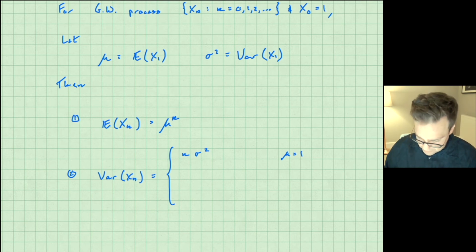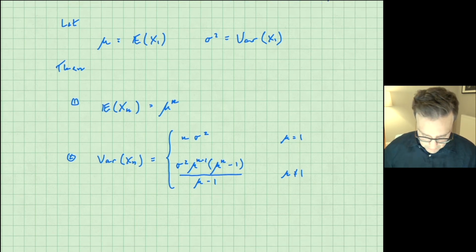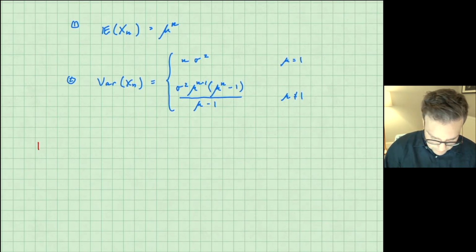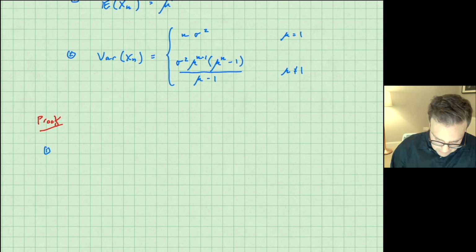And if mu is not 1, we get a messier formula. You get sigma squared times mu to the n minus 1 times quantity mu to the n minus 1, all divided by mu minus 1. Okay, we're going to work on these two parts separately, so we'll do the proof. First, we'll prove part 1. And this one we're going to do by induction. And so we're going to say, take the base case.